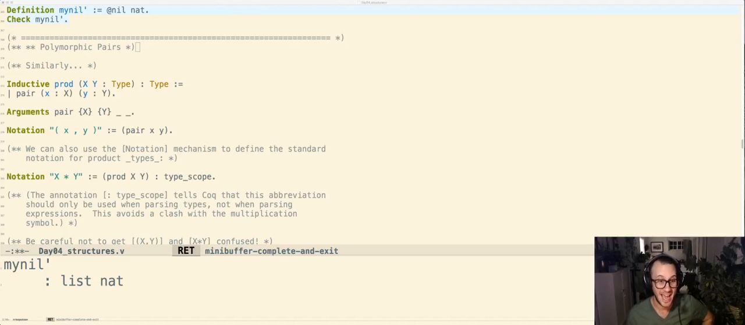All right, folks, we're about halfway through day 04 structures. This should be a quick one. We're going to talk about pairs, also called tuples. Pairs are a super simple structure. You have two things. That's it. That's the tweet.